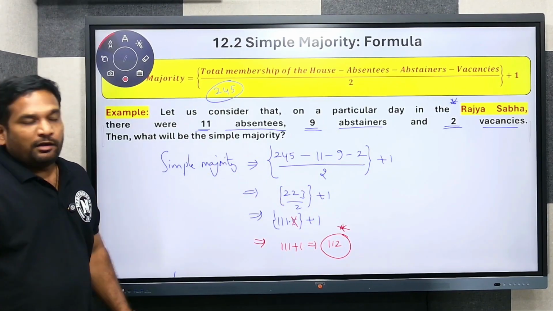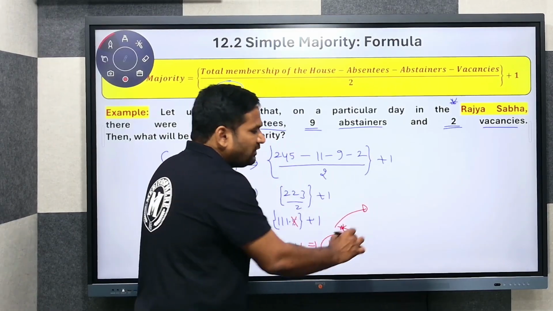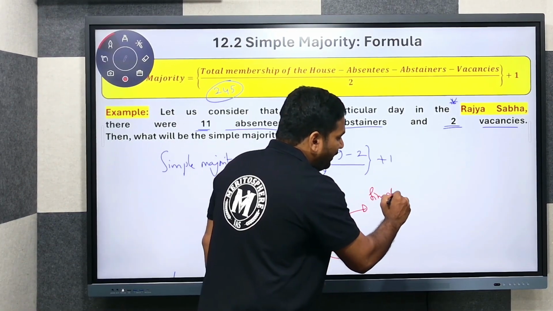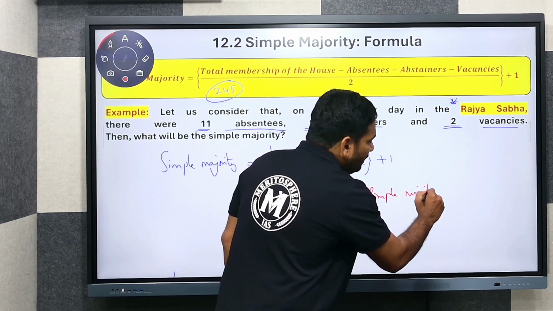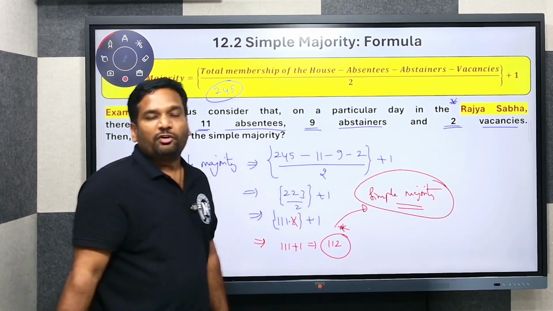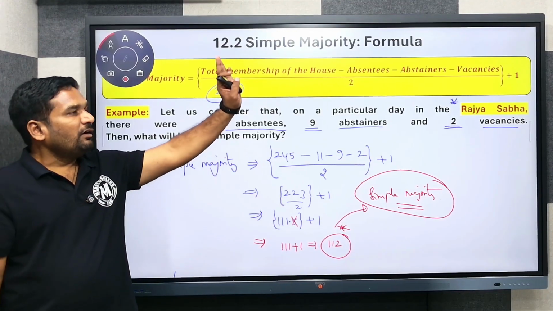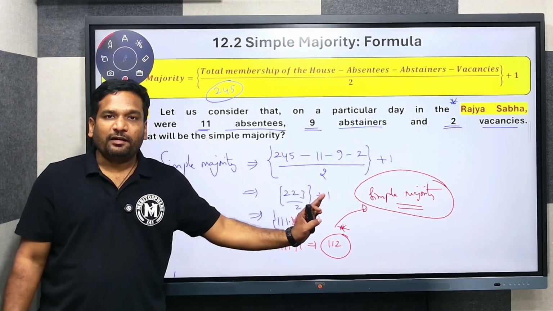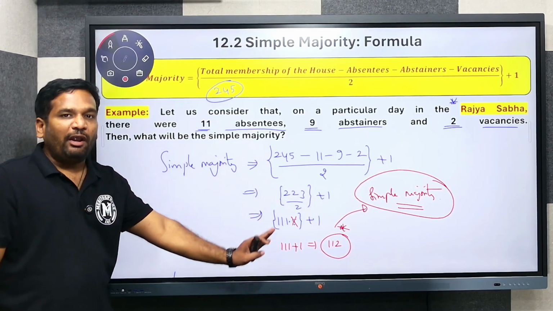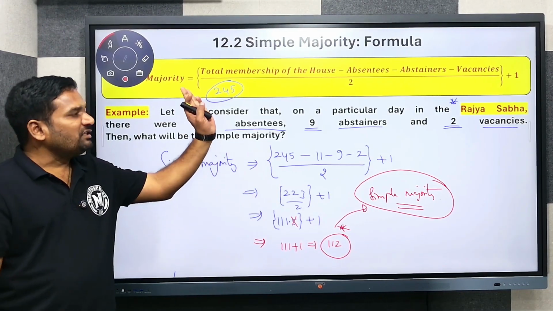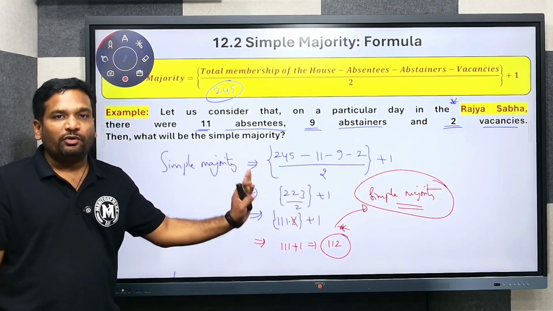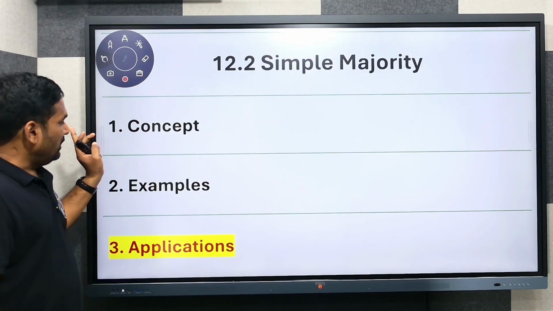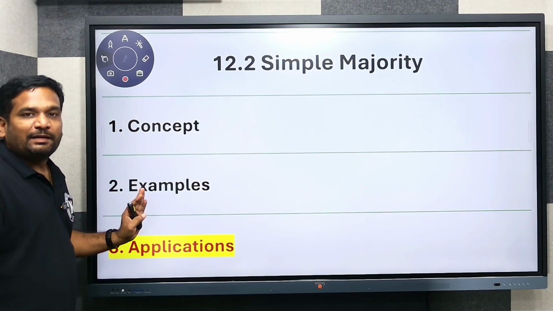This is the majority of the members present and voting. That is nothing but the simple majority on that particular day in Rajya Sabha. Got my point? So this is the mathematical calculation, or we can say the legislative math in the parliament. In such a way, we have to calculate the majorities. This is related to simple majority. In a similar manner, we are going to look into effective, absolute, and special majorities. So we have completed the concept of simple majority and examples of simple majority.